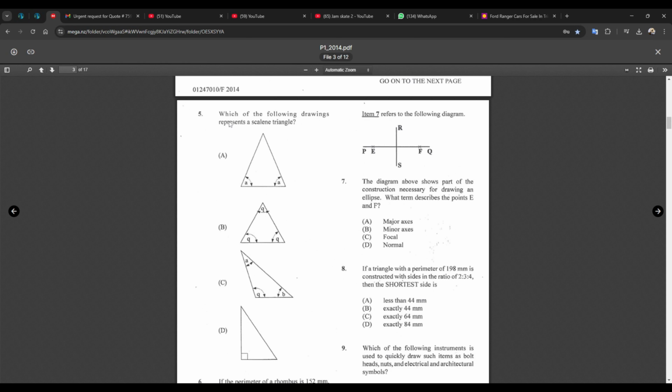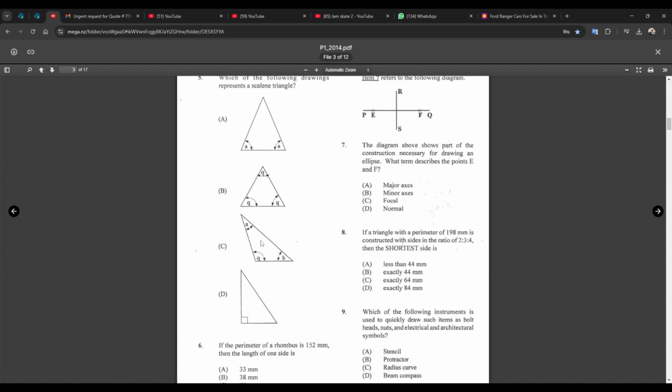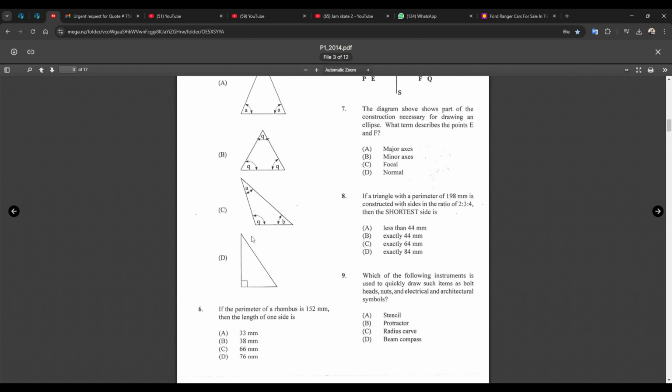Number 5, which of the following drawings represents a scalene triangle? Now, a scalene triangle has 3 different sides and angles. So looking at these triangles, the answer will be C.